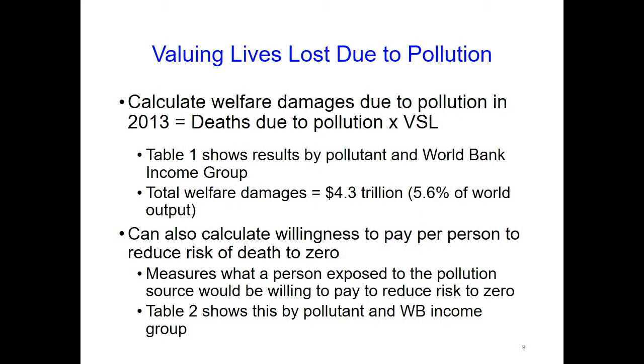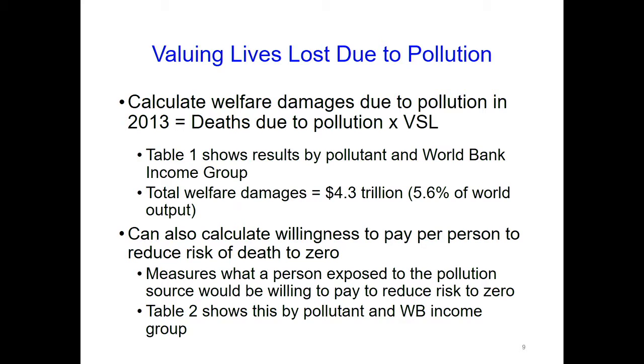So I'm going to show you two results, quote unquote, from estimating what we call welfare damages due to pollution by simply multiplying pollution deaths by category by the value of a statistical life for each country and then aggregating up by World Bank income group. The total damages from 5 categories of pollution that you'll see on the next slide come out in 2013 to be about 5.6% of world output.